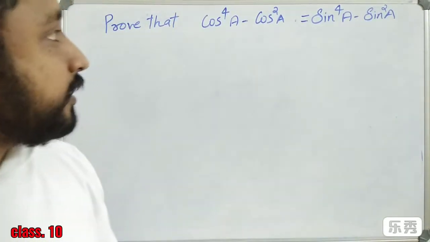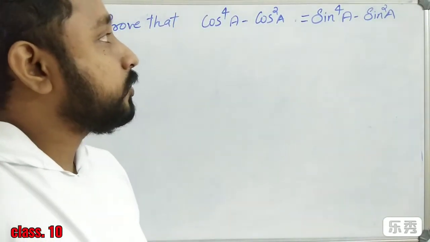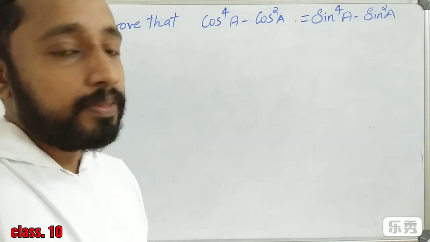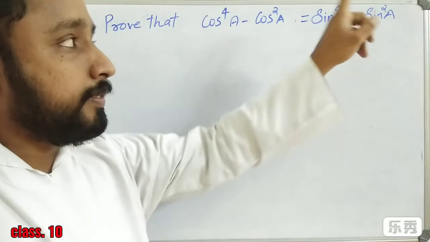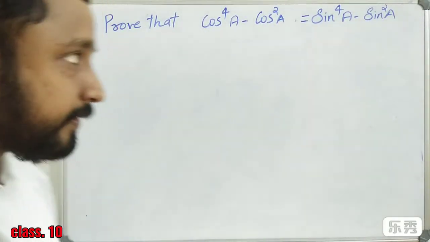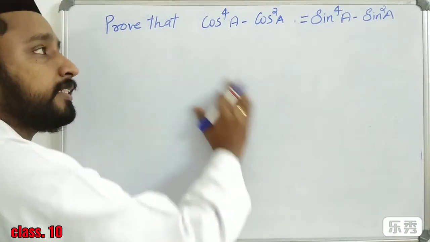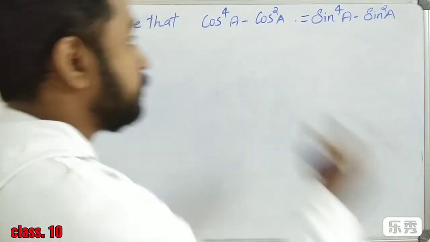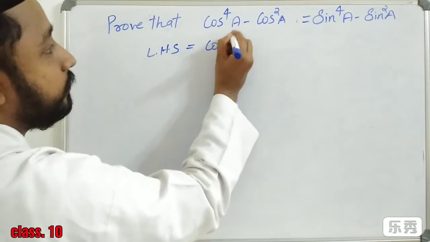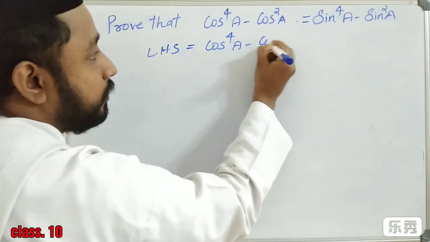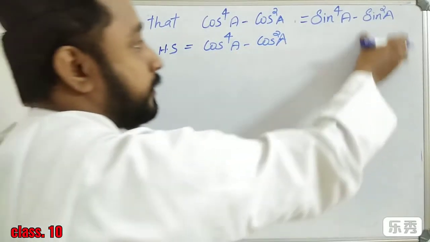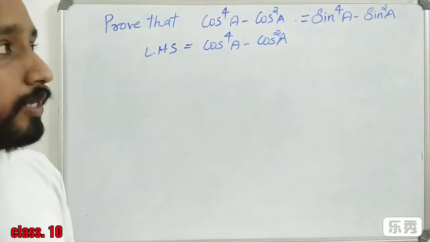Another question: prove that cos raised to 4a minus cos square a is equal to sin raised to 4a minus sin square a. This is LHS, this is RHS. We have to prove this is equal to this. So our first step is to take LHS, simplify it and prove that it is equal to RHS. So LHS is equal to cos raised to 4a minus cos square a.